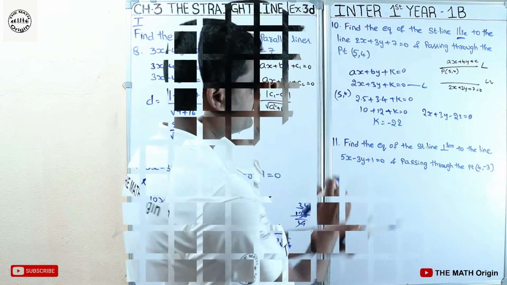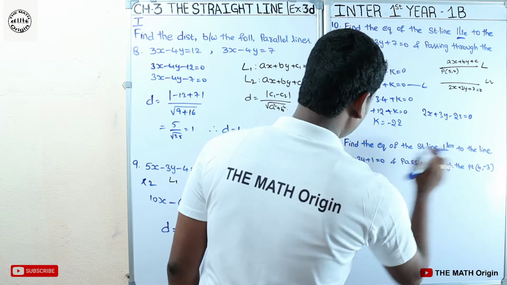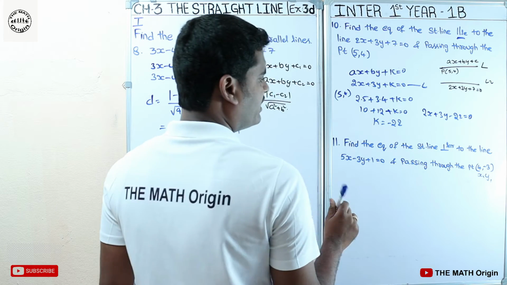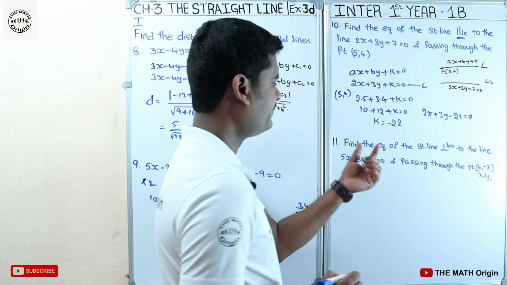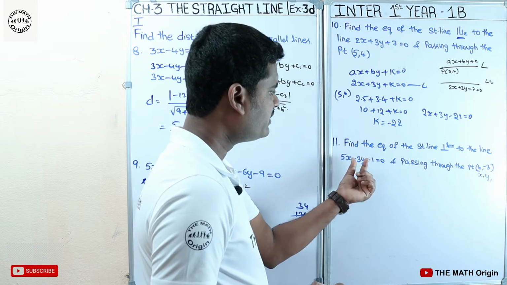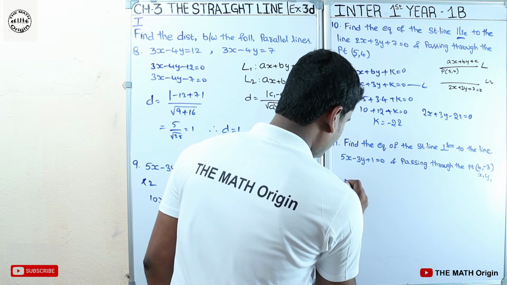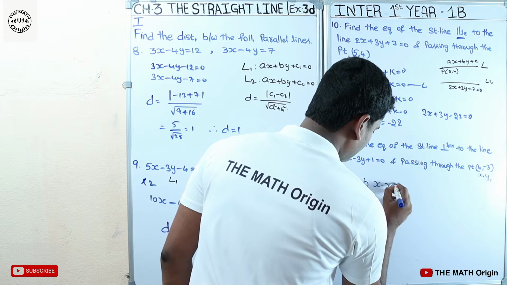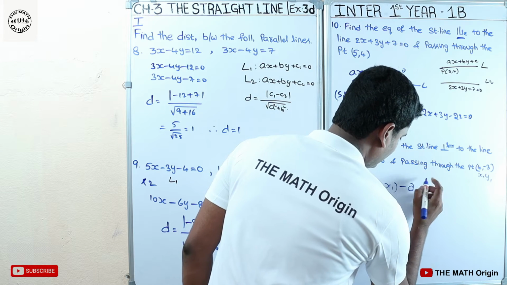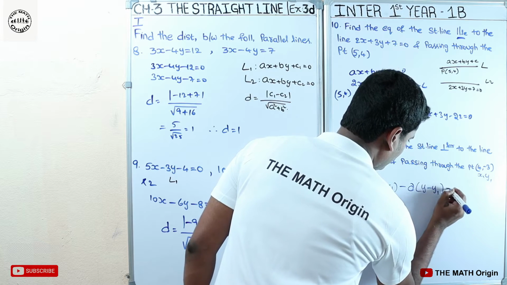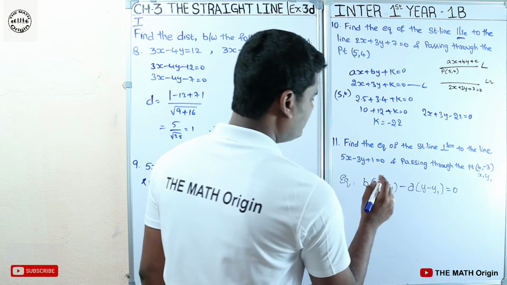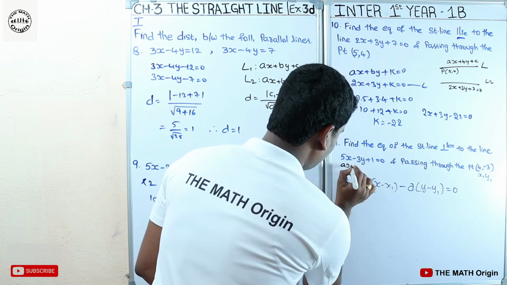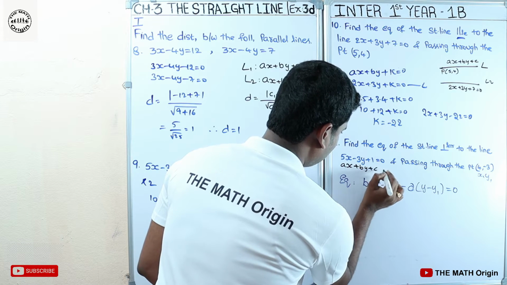Okay, 11th question: find the equation of a straight line perpendicular to the line and passing through a point x1, y1. Now we have a formula. If the equation of a straight line is perpendicular to a line and passing through a point, then the equation is b into x minus x1 minus a into y minus y1 equals to 0. Okay, so with this equation we know that this is ax plus by plus c equals to 0.